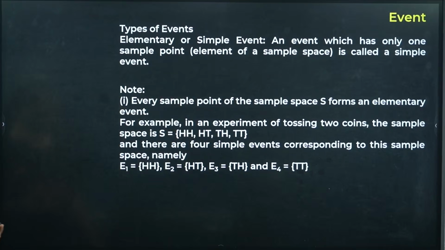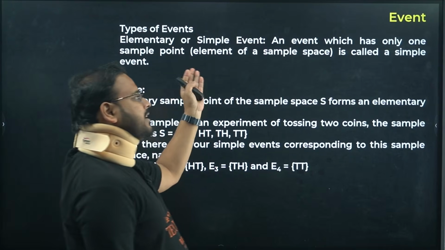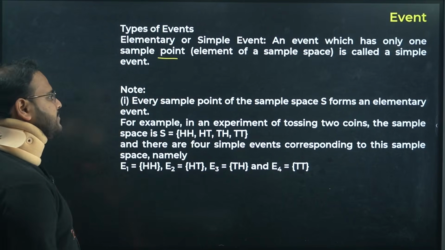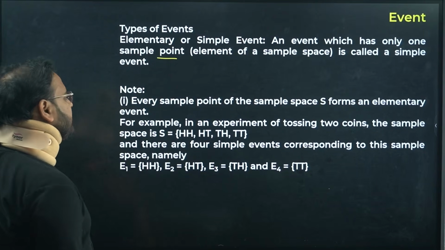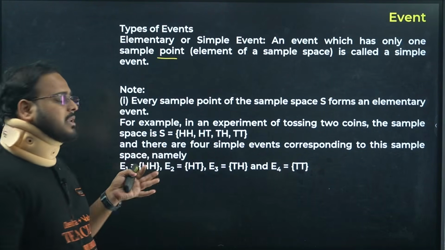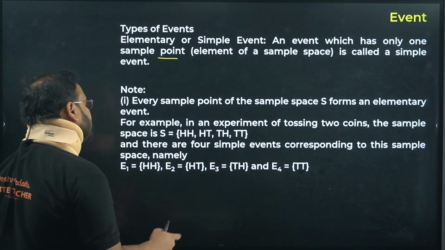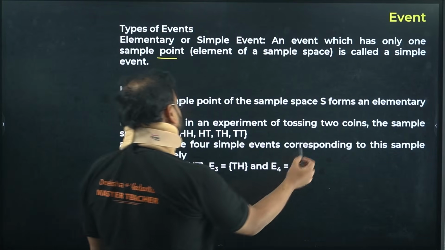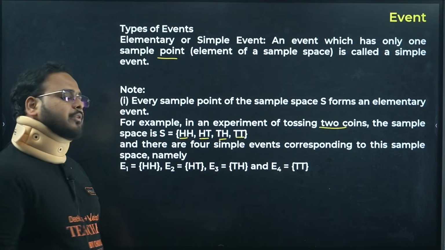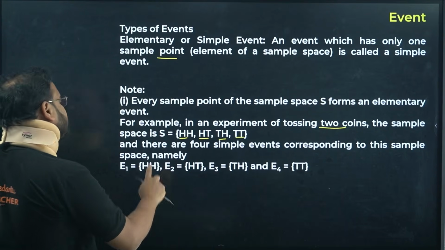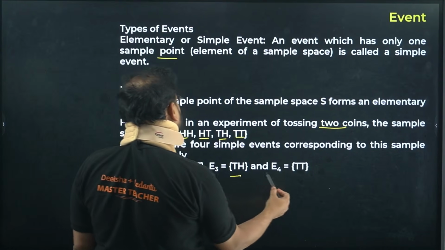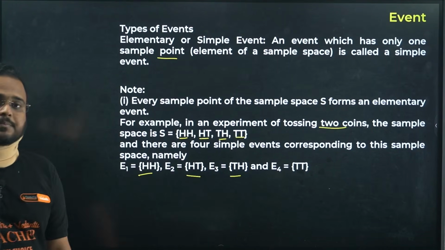So types of events, of course, elementary or simple events. An event which has only one sample point is called an element of a sample space, which is going to be a simple event. Every sample point in the sample space S forms an elementary event. For example, if you are tossing 2 coins, you have a total of 4 sample points: HH, HT, TH and TT. That means you get H 2 times, T 2 times, or H and T one time each. So you have a total of 4 simple events: HH, HT, TH and TT.